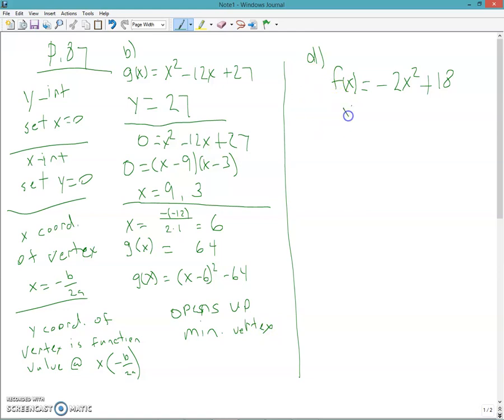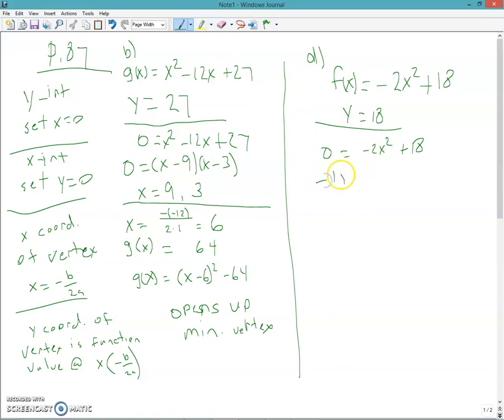What is our y-intercept? Well, it's 18. That one's pretty easy. Let's set the next one to 0. Negative 2x squared plus 18. This one we do not have to solve the same way because there's no term in the middle with the x on it. So we can actually do this like we're doing a regular equation.